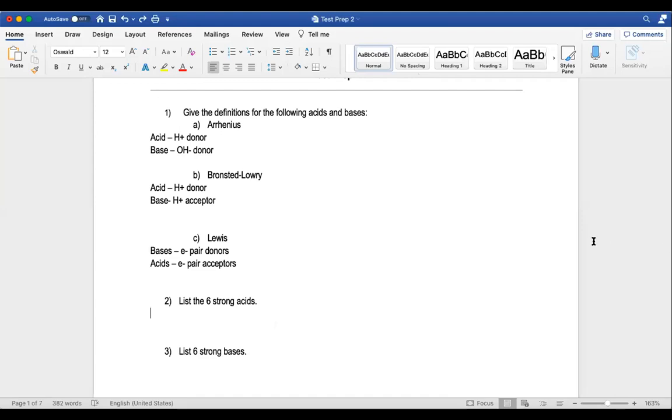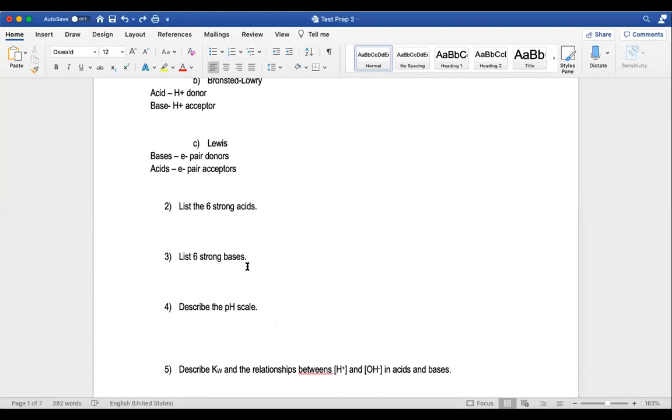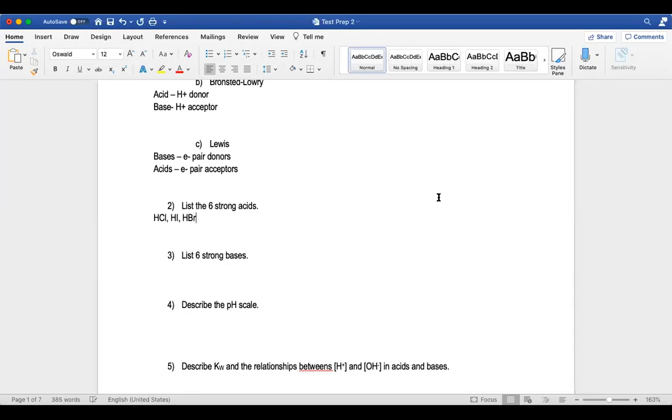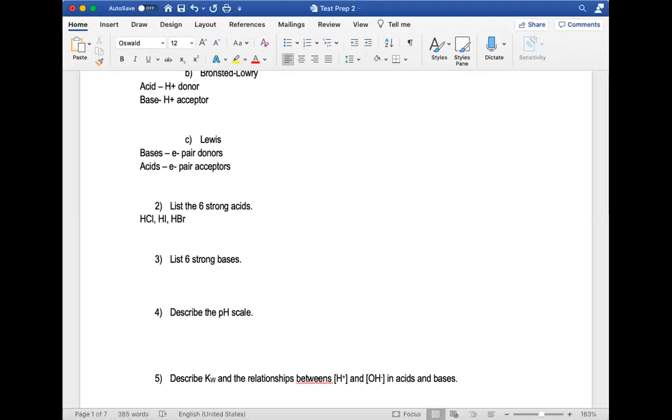All right, so then we're going to list the 6 strong acids. Does anyone have any ideas what some of them are? Hydrochloric acid. Yep, that's one of them. 5 more. How about hydroiodic acid? Hydrobromic acid, HBr. HNO3. Yeah, I think that's considered nitric acid.